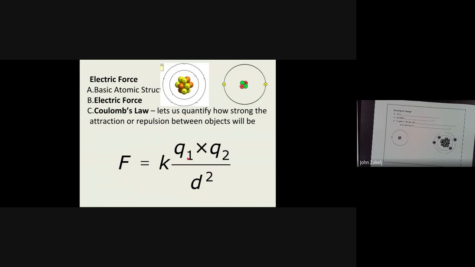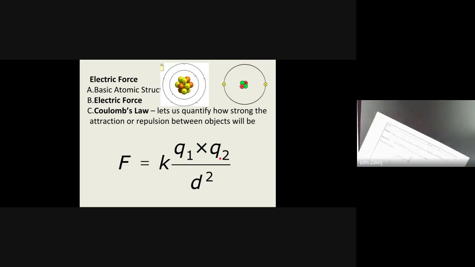And then we've got Q1 and Q2. Those just represent the quantity of charge, how many protons or how many electrons you have. There are two of them because you always have to have two objects. This is a force of attraction or repulsion between two objects. So we need the quantity of charge of both of them, and we multiply them together. So the more charges we have, the greater the quantity of charge in either object, the stronger that electric force will be.